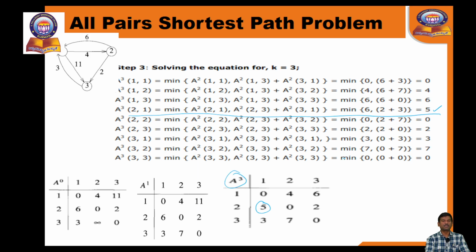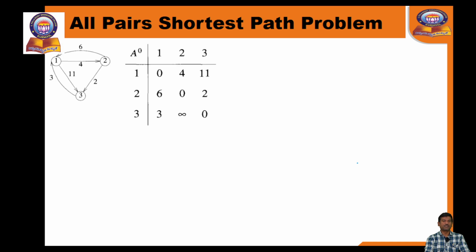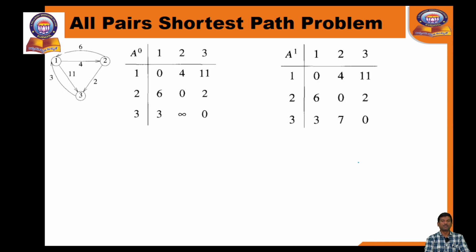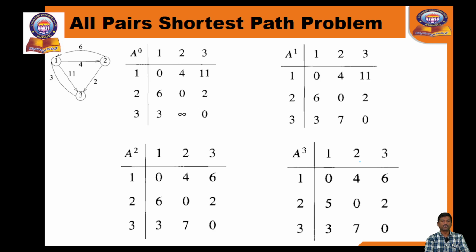and the same thing is being updated in your A3 matrix. And this is the summary: the A0 matrix with the values 1, 0, 4, 11, and at the next stage we found the optimal solution at this stage, A2, that is k equal to 2, and similarly A3, k equal to 3. These are the values. What can you interpret? The shortest distance to reach from 1 to 2 is 4, and the path is 1 to 2. And the shortest distance from 1 to 3 is equal to 6.